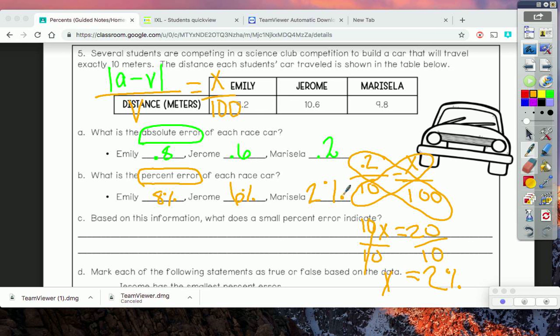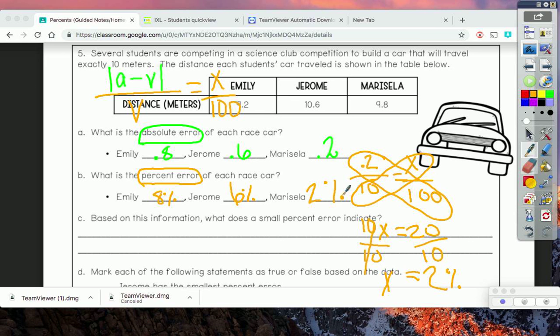All right. Any questions about this one? Marcella's absolute error was 0.2. You set that over the exact value, which was 10. Cross multiply to solve for your percent, and we have 2%. Any questions here?